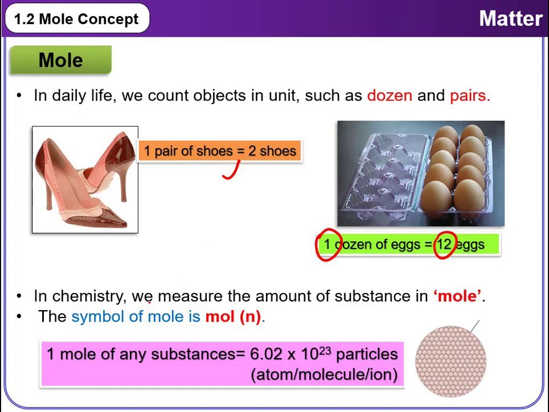In chemistry, we measure the amount of substance in mole. The symbol of mole is mol or n. So 1 mole of any substance contains 6.02 times 10 to the power of 23 particles. The particles can be in the form of atom, molecule, or ion.